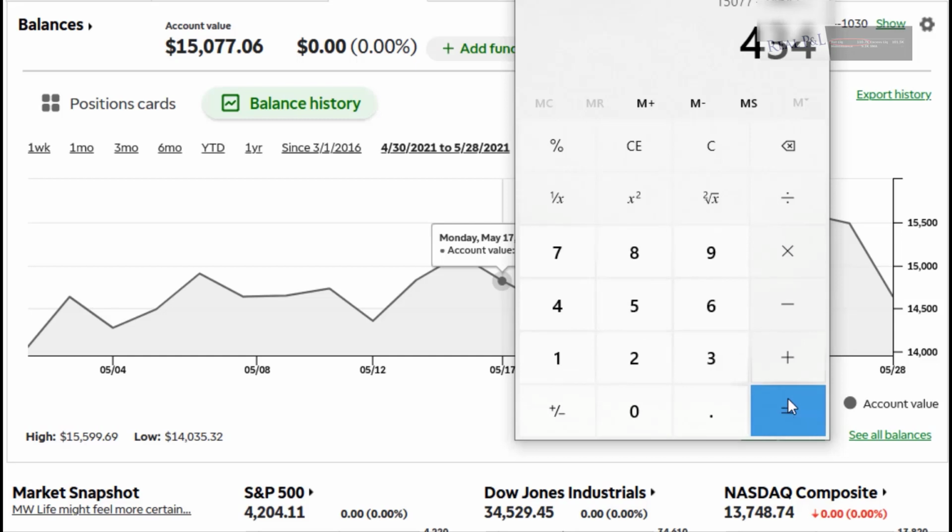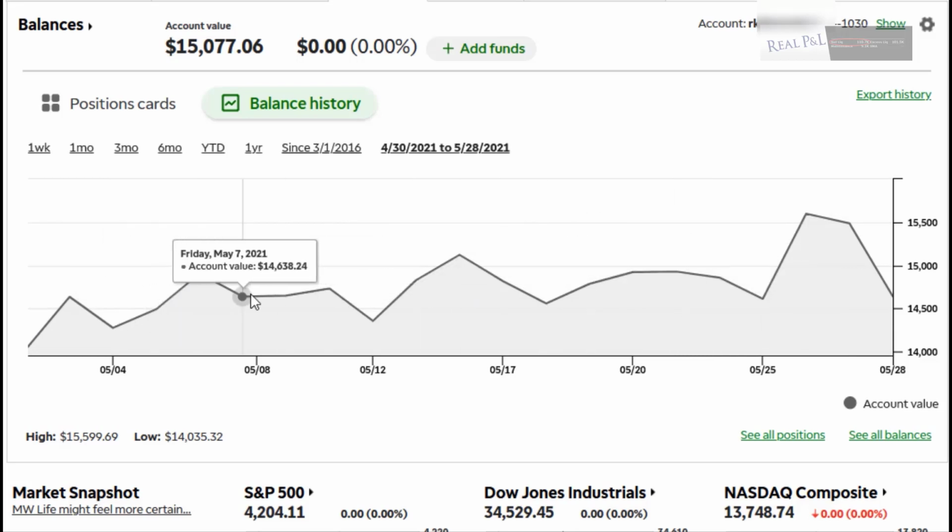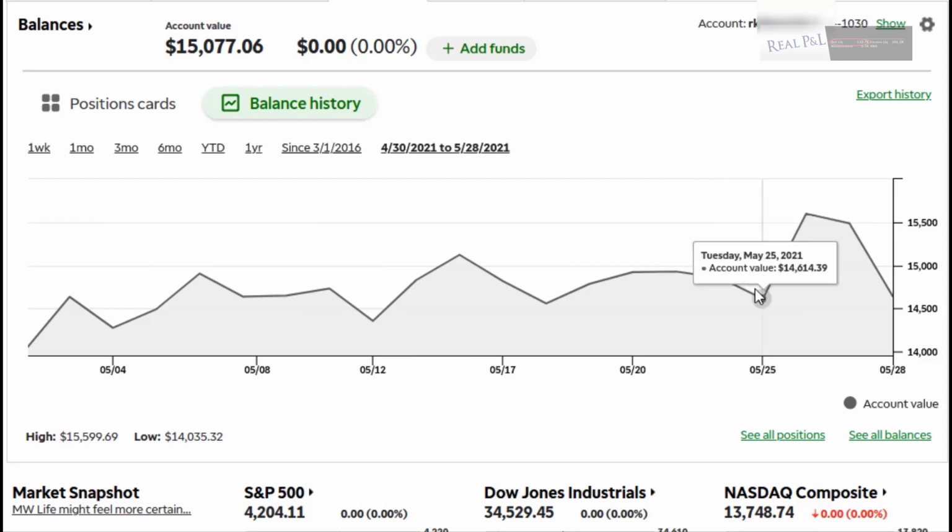Made $434 on the month. Divide that by 14,643, and did about a 2.96, almost a 3% month, which is really nice. That's a good month. And so you can see that there was virtually no volatility in the account, unless it was going up. And you can see that the account was very nicely profitable, almost 3% for the month.